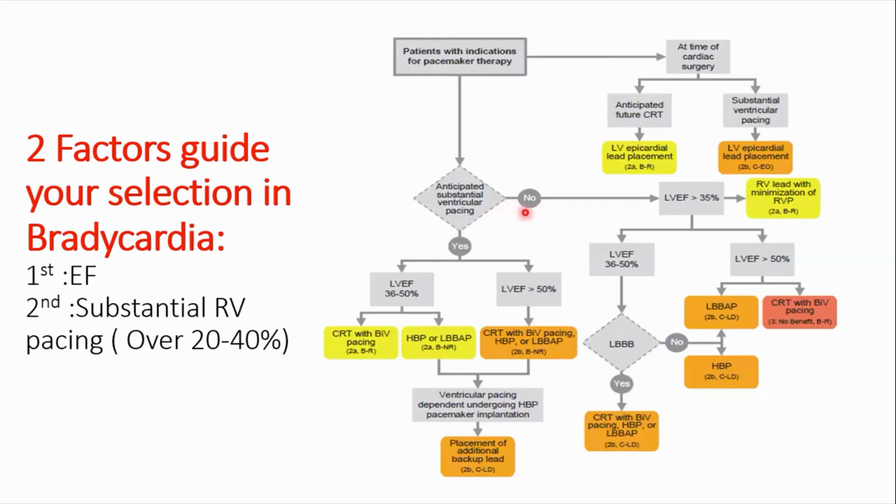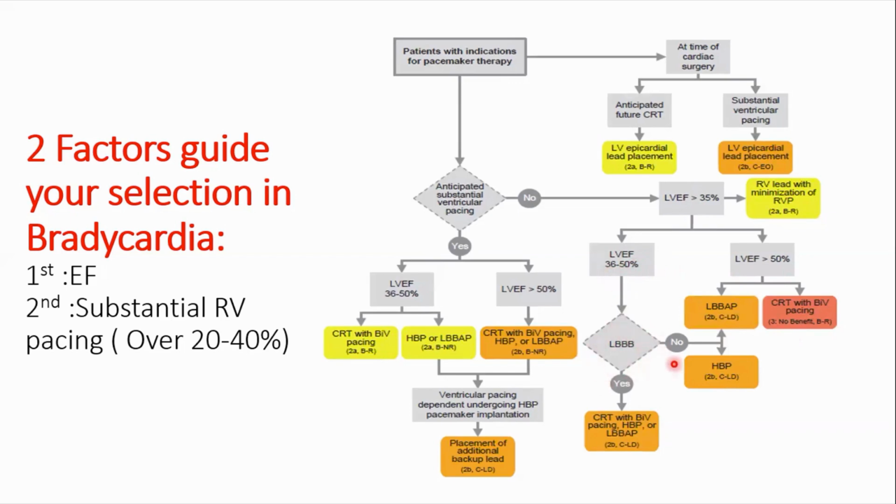What if there is no anticipated substantial RV pacing? You ask yourself, is the ejection fraction more than 35%? If the answer is yes, the best option is to implant the conventional RV lead and apply the algorithms for reduction of RV pacing, such as managed ventricular pacing or search AV interval. If the ejection fraction is more than 50%, left bundle branch area pacing or His bundle pacing is a class 2B and CRT is a class 3.